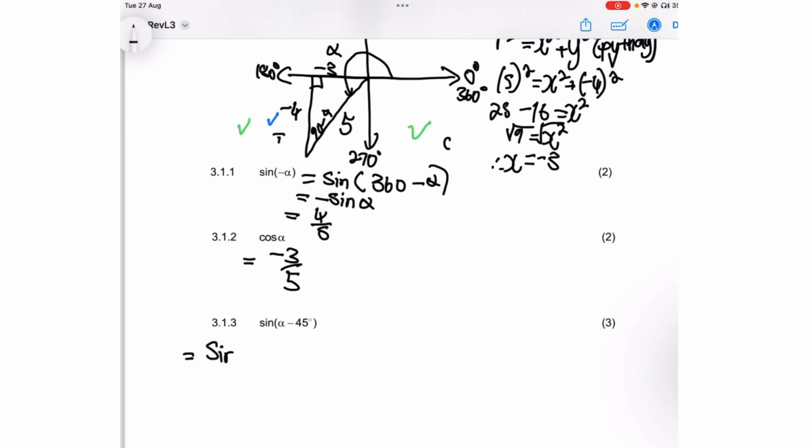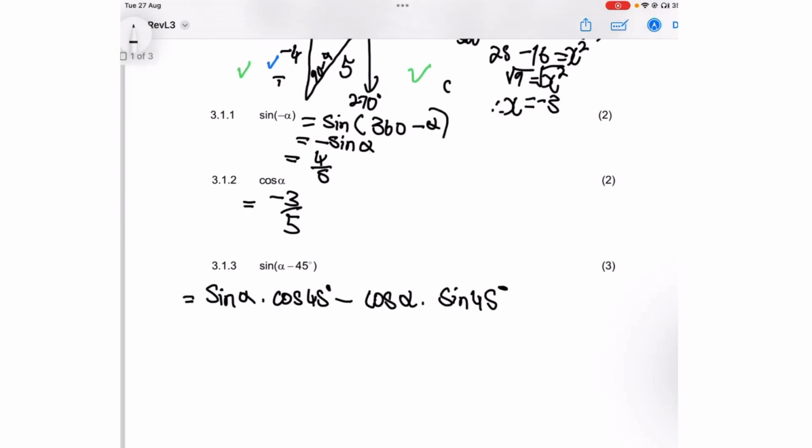So this will be sine alpha times cos 45. And remember, when it's a cos compound formula, the sign remains the way it is. So it's still going to remain as minus, right? But now you're going to start with cos of alpha times sine of 45.